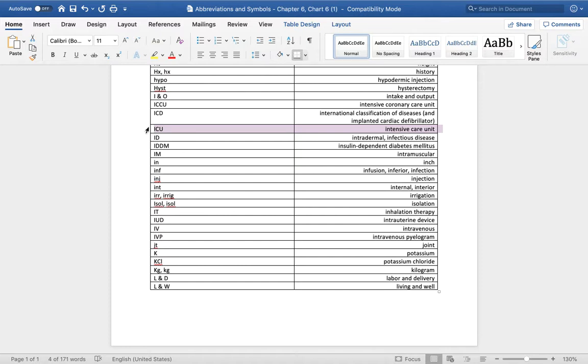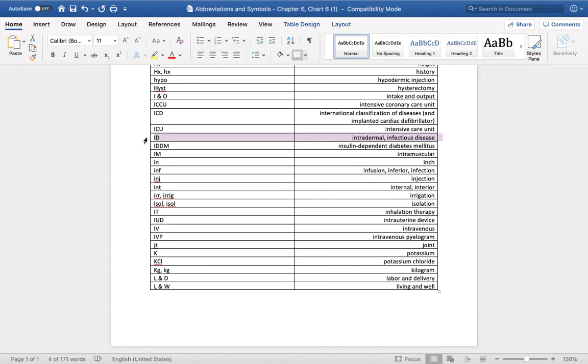ICU, we kind of already hit on this. This is an intensive care unit. This is where they take all of the patients that need extra care. Like a nurse may only have 2 or 3 patients in an ICU, whereas on a normal floor they could have 7, 8, 9. It depends on how much care the patients need.